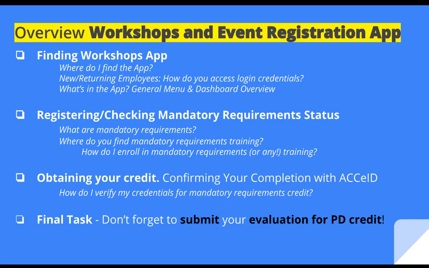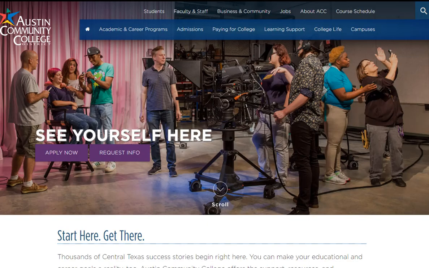The third and final topic we'll review in this short demonstration is obtaining your credit, and we'll go over how you can confirm your completion with the ACC EID. Let's begin. So a common question we receive when trying to locate the Workshops and Event Registration application is, where do I find the app?